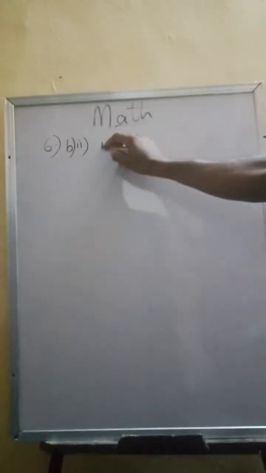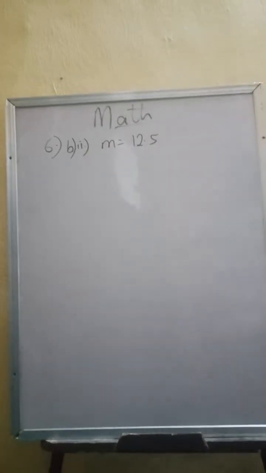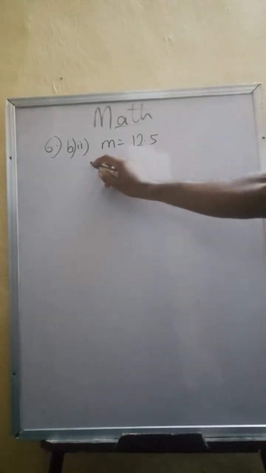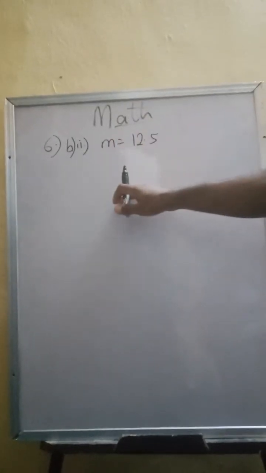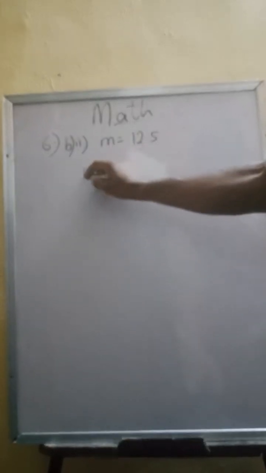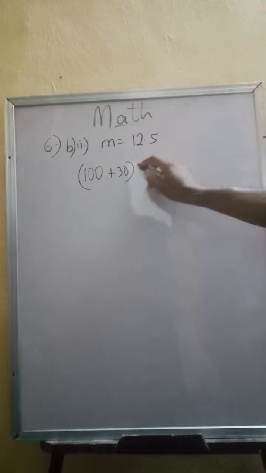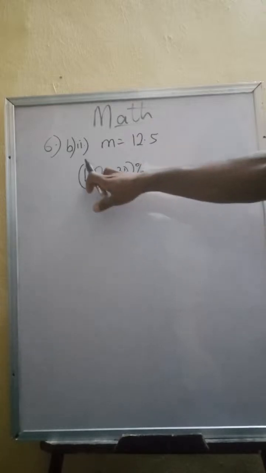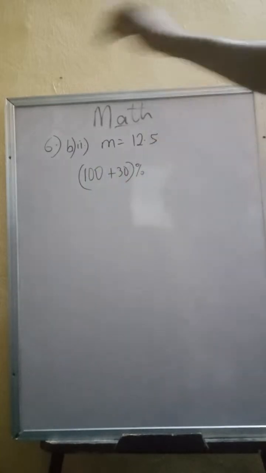We're still solving the second part of B. We got m to be 12.5. And so the selling price of 100 baskets of mangoes will be. Now, from the question, she got 30% profit from the mangoes. So it's going to be 100 plus 30%. The 100 is the cost price, that's the initial price. Then the 30 is the profit.